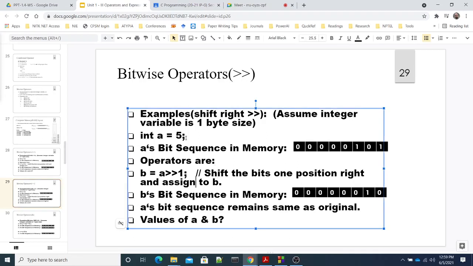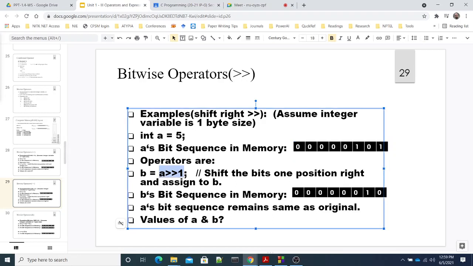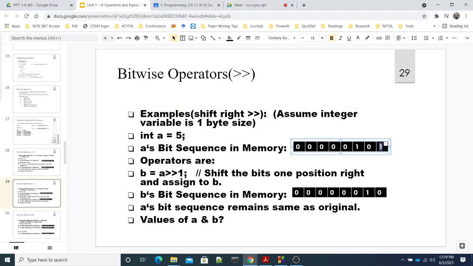Okay. So same concept, 101. I am shifting towards right by one position. This 1 is going out. 1 and 0 comes here. 0 comes here. 1 comes here. So this is the output. In the left side a new 0 is inserted. When one bit is going out, left side one empty space will be there. There 0 is inserted.